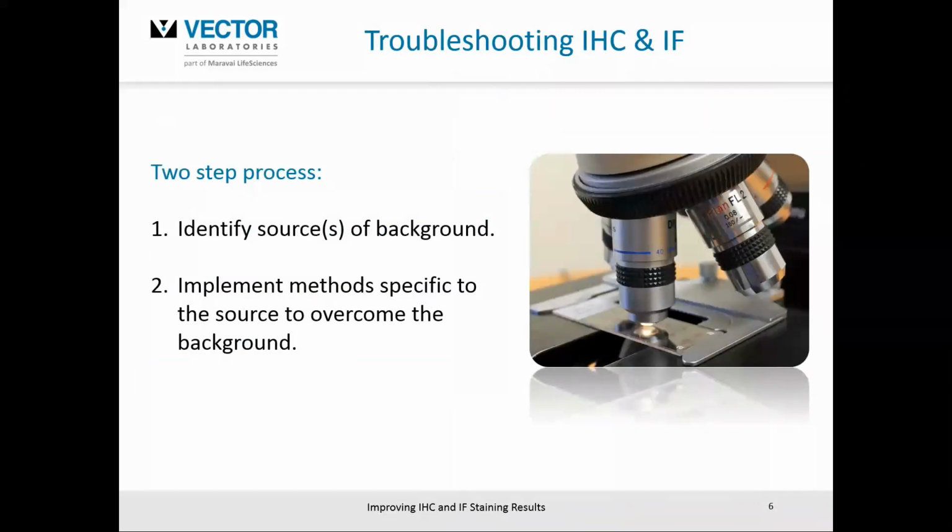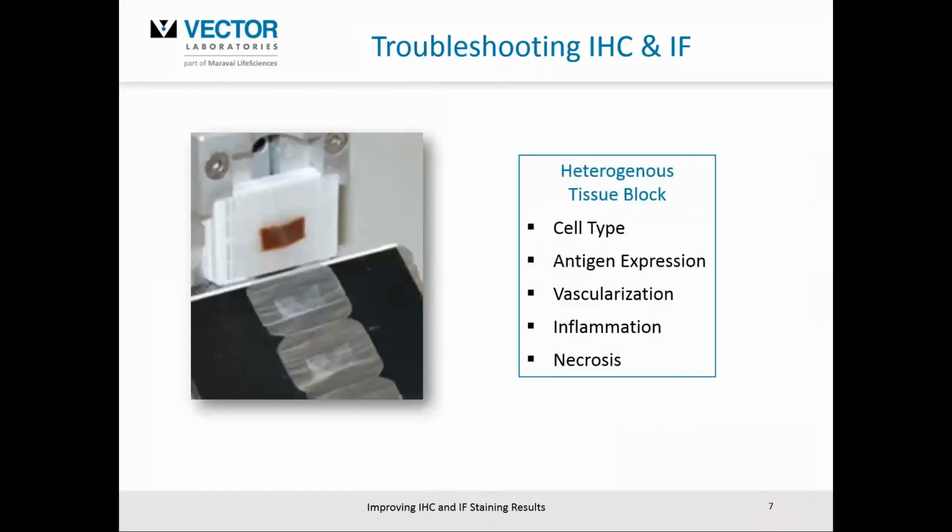And certainly with any troubleshooting endeavor, it is a two-step process. And certainly for immunohistochemistry and immunofluorescence, it's no different. Certainly you have to identify the source or the sources of the background that you're encountering, and then implement specific methodologies and strategies to overcome that background staining. We'll be discussing some of those going forward. But let me just digress here for a moment.